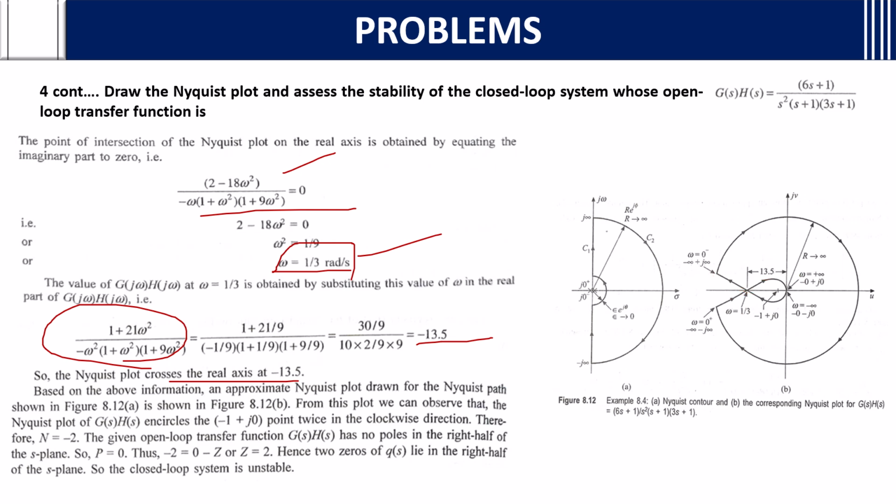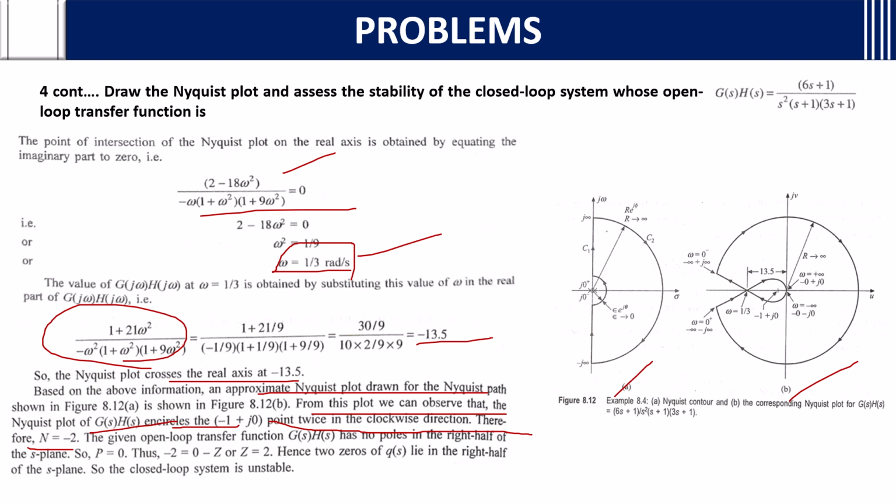So based on the above information, an approximate Nyquist plot drawn for the Nyquist path shown in figure 8.12a is shown in the figure. This is the Nyquist plot for this one. So we can observe from this plot that the Nyquist plot of G(s)H(s) encircles minus 1 plus j0 in the clockwise direction.